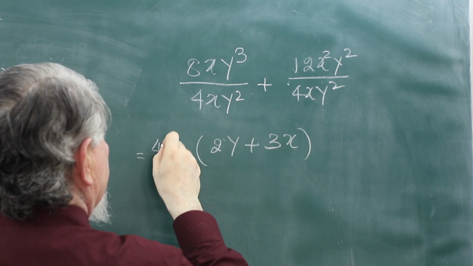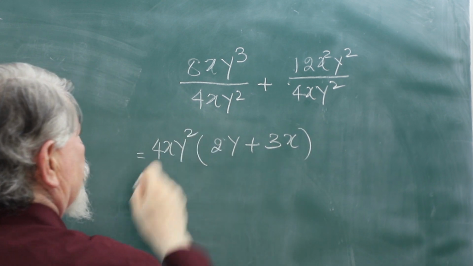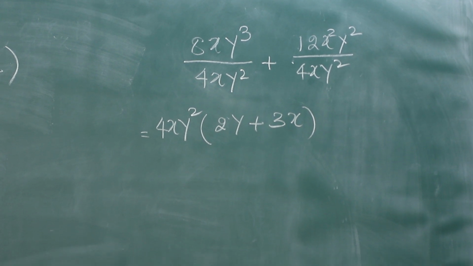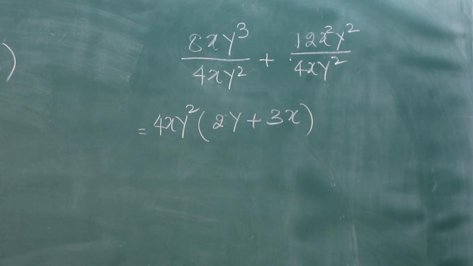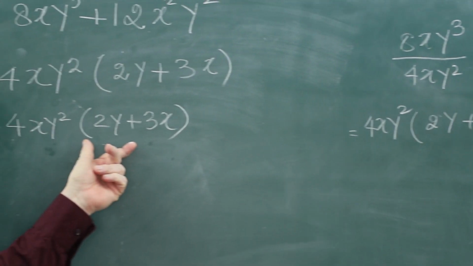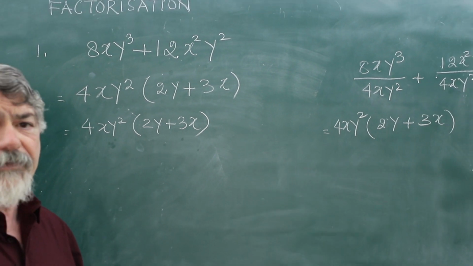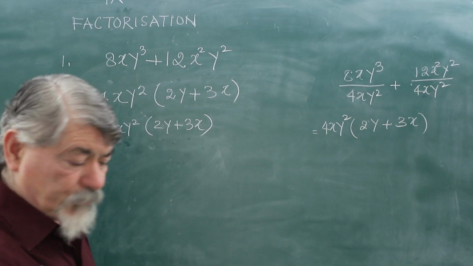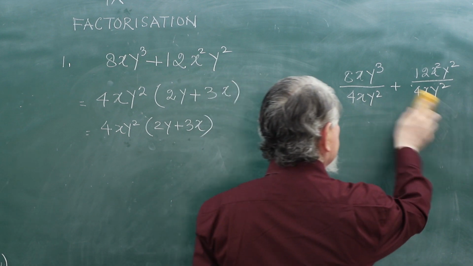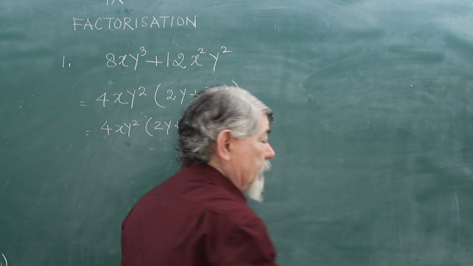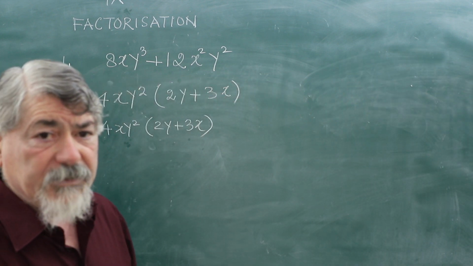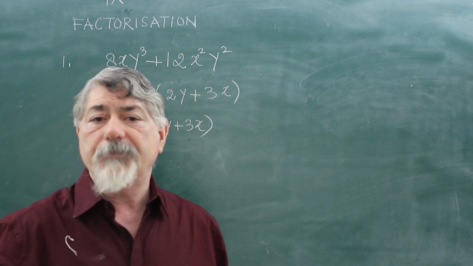And because we had divided it by 4xy square, so it will come here. So you get the factors as 4xy square into 2y plus 3x. Whenever you are asked to factorize, the first thing you should look at is whether it is possible to take out something common. First thing we are going to look into that, and then we can go beyond that.